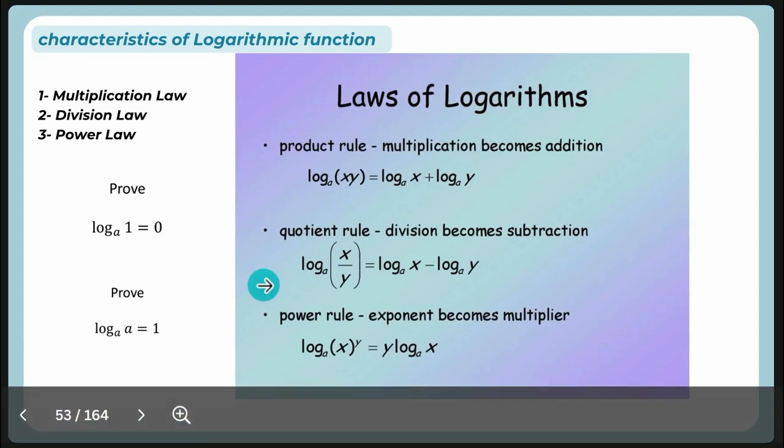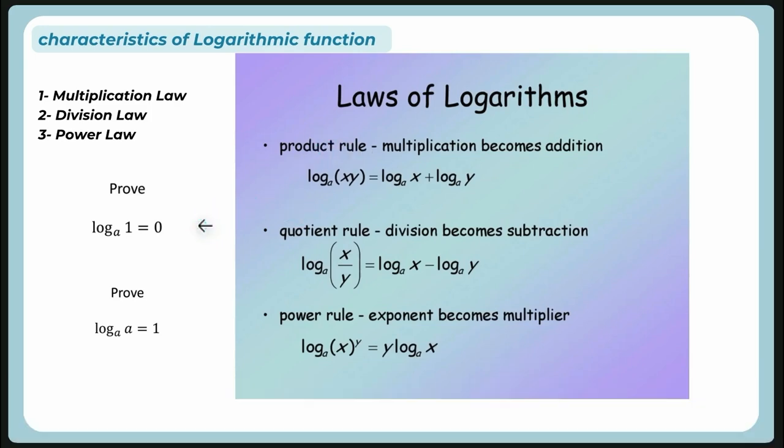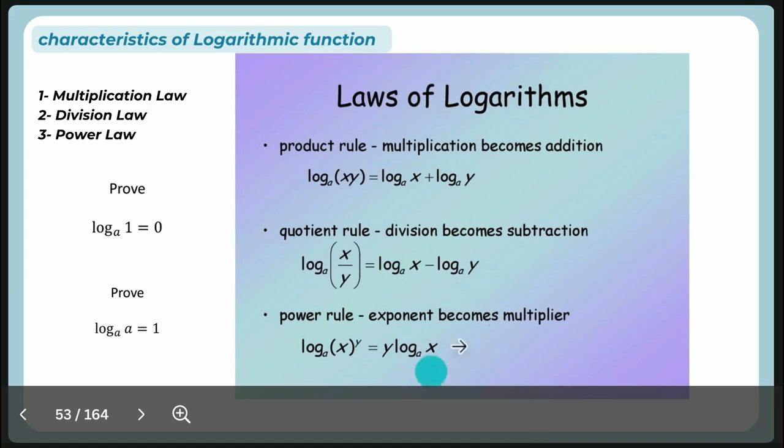Then we have the quotient rule, or the division rule. It becomes subtraction. So log a of x over y is log a of x minus log a of y. Then we have the power rule, where the exponent becomes a multiplier. So log a of x to the power of y is simply y log a of x. We also need to prove that log a of 1 is equal to 0 and log a of a is equal to 1. So those are the main laws of the logarithm.